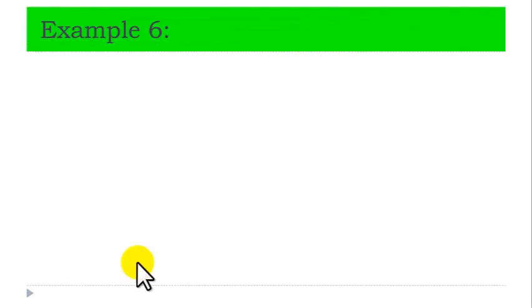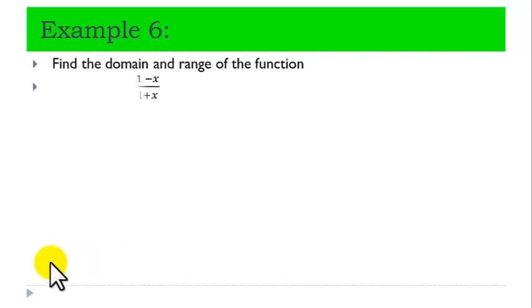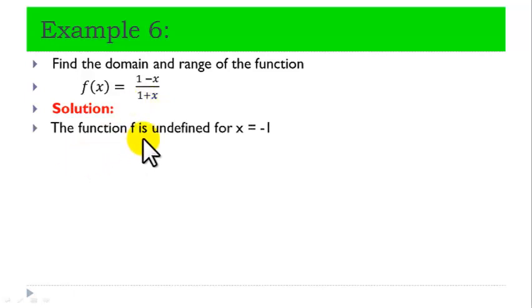Example 6. Find the domain and range of the function f of x equal to 1 minus x all over 1 plus x. Solution. The function f is undefined for x equal to minus 1. Observe that when x is equal to minus 1, you have 1 plus 1 in the numerator, so 1 minus minus 1 will be 2 all over 0. So that function is not defined at x equals minus 1.